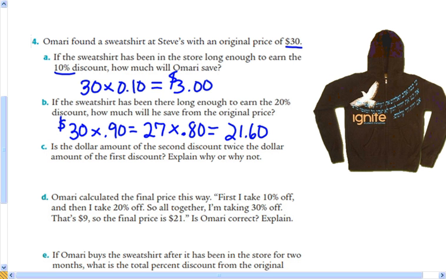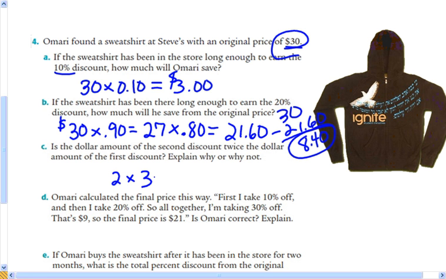Now we can see that we've started with $30 and we're now paying $21.60. So if I subtract those two, that means I'm getting $8.40 off. So question C says, is the dollar amount of the second discount twice the dollar amount of the first discount? Explain why or why not. No, if we did twice $3, that would be $6. And we're not taking 20% off, we're taking 10% off and then another 20% off of that. So we're taking off a little bit more.